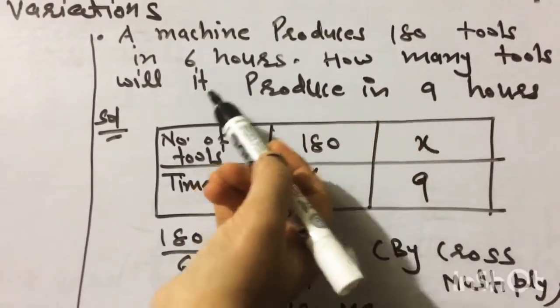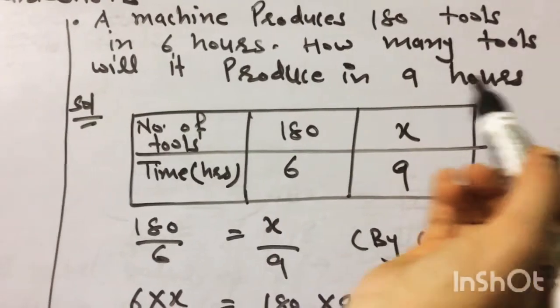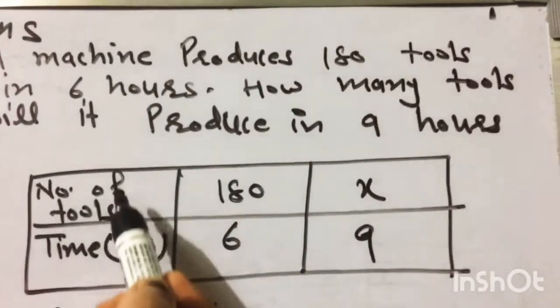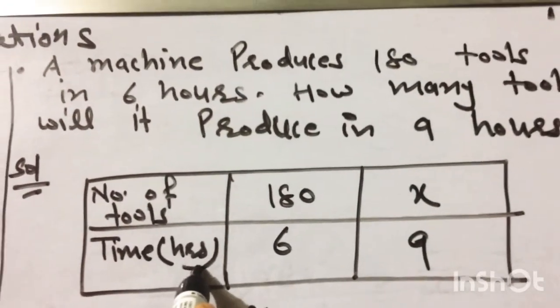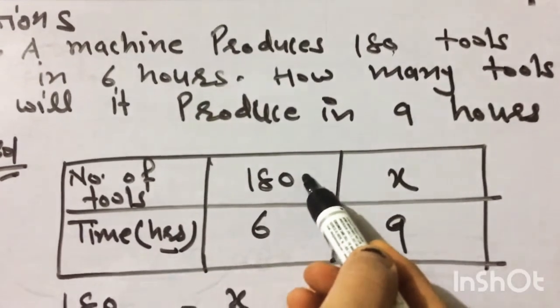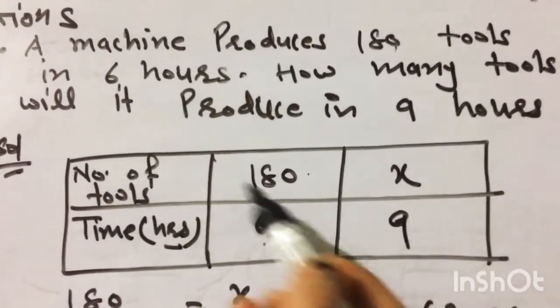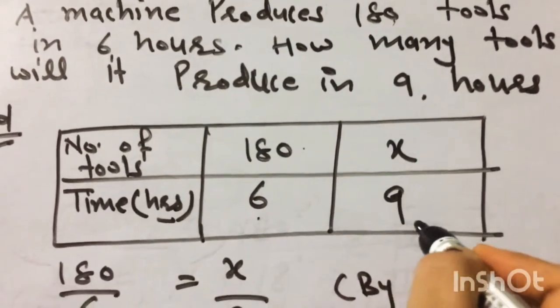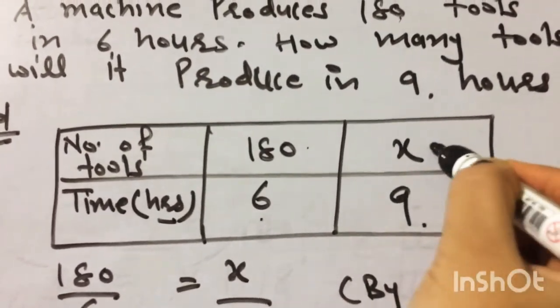Next: a machine produces 180 tools in 6 hours. How many tools will it produce in 9 hours? Now make a table here, number of tools and time in hours. 180 tools are produced in 6 hours. Now we have to find how many tools are produced in 9 hours. Time is given as 9. Let the number of tools be X.